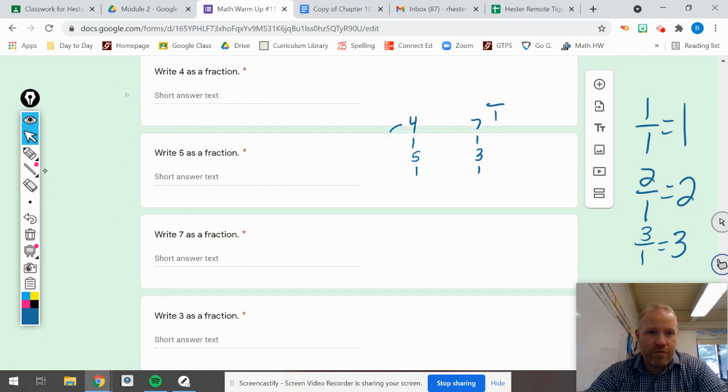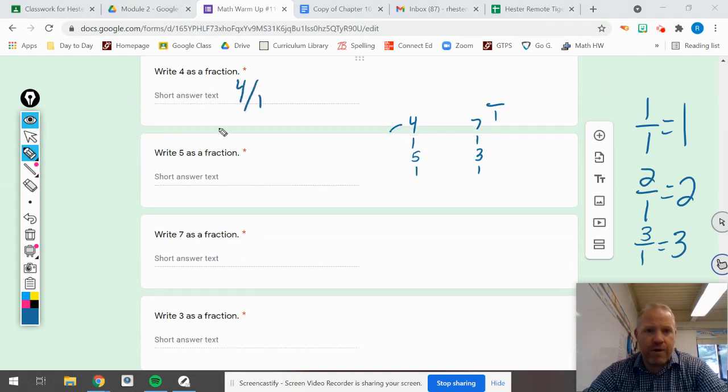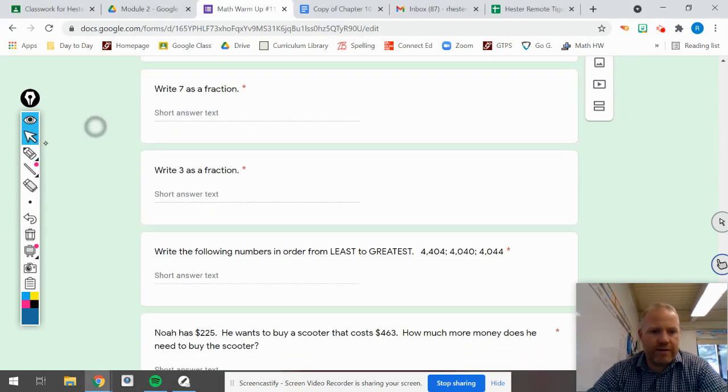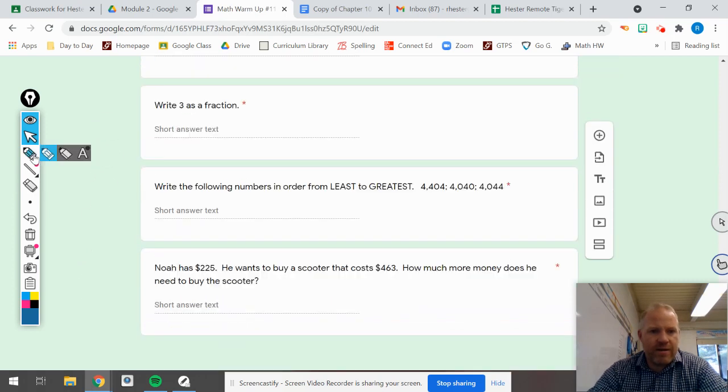So for write 4 as a fraction, it's going to be 4 over 1. For 5 as a fraction, it's going to be 5 over 1. For 7 as a fraction, it's going to be 7 over 1. And for 3 as a fraction, it will be 3 over 1. If you need the notes, pause the video. Let's move on down. Write the following numbers in order from least to greatest.